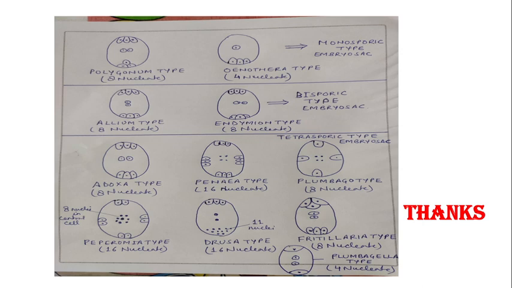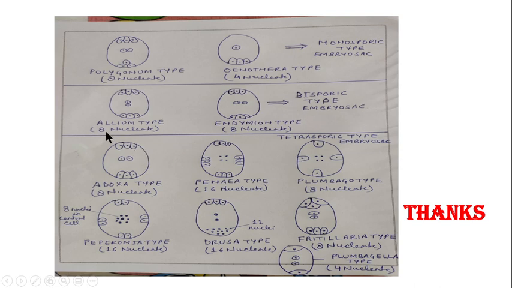Look. Now this is a handmade slide. Now you can see how the polygonum type of embryo sac looks like, how the Oenothera type looks, it is monosporic type, it is bisporic, and these are the tetrasporic. In monosporic you can see the polygonum type, it is 8 nucleate, 1, 2, 3, 4, 5, 6, 7, 8. In Oenothera type, 1, 2, 3, 4, you have to remember only this, right? So just remember, 8 nucleate is known as the polygonum type, 4 nucleate is the Oenothera type, and the main category is monosporic.